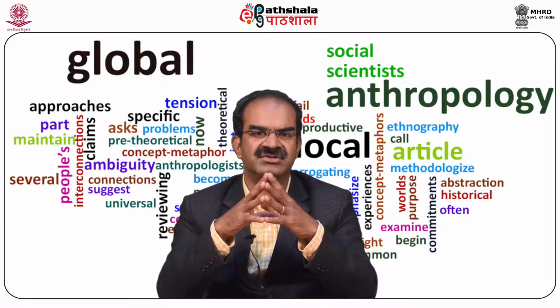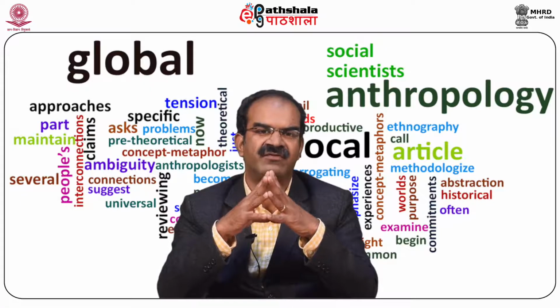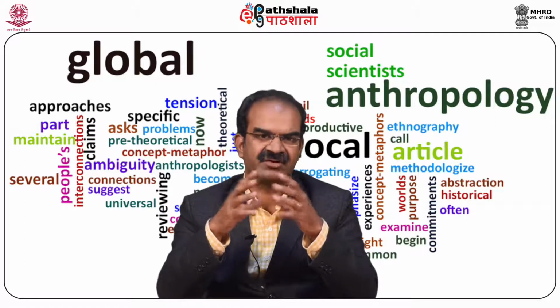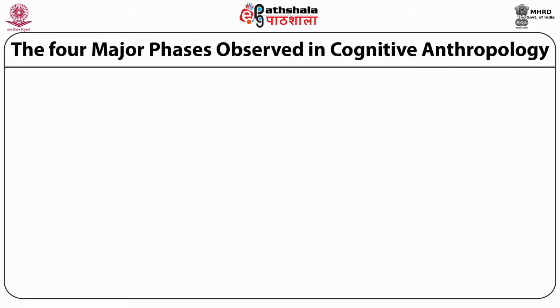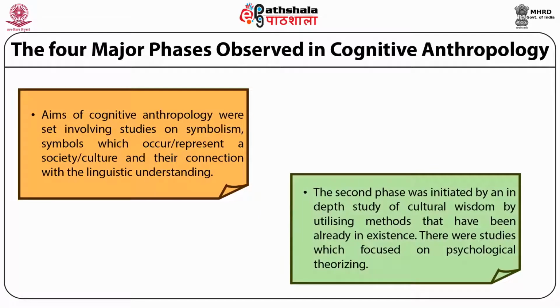This was not a new approach, as it was studied as long ago as by Malinowski in his famous book Argonauts of the Western Pacific. He says that one of the main aims of the ethnographer is to find out the native classification. There are four major phases observed in cognitive anthropology. First, the aims of cognitive anthropology were set, involving studies on symbolism, the various symbols which occur in a given culture or society, and how these symbols are connected with linguistic understanding. At one level you have a symbol, at another level you have a language, and how these two work together. For example, Goodenough's work on componential study of meanings.